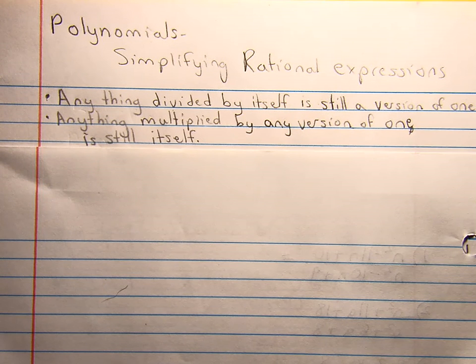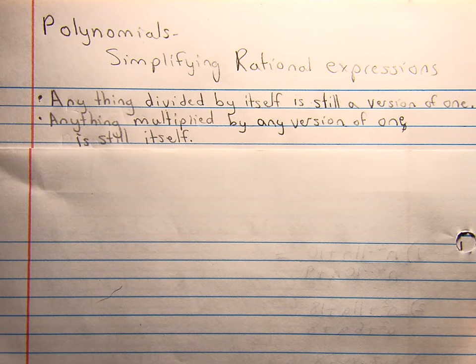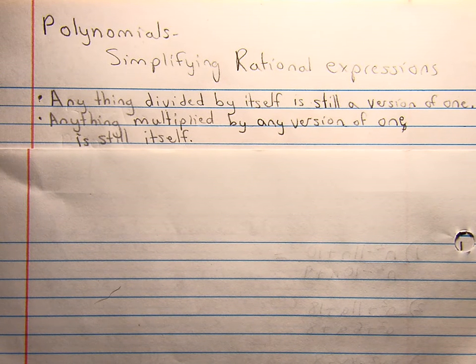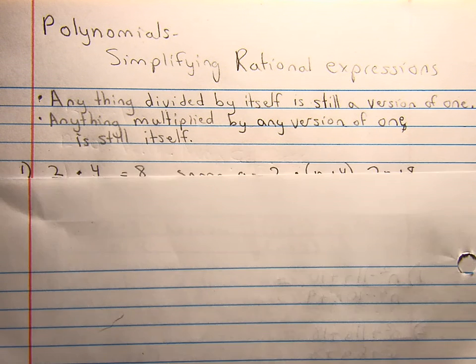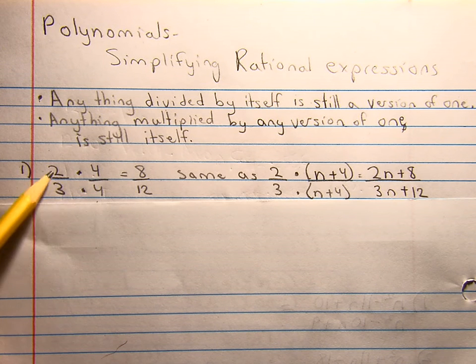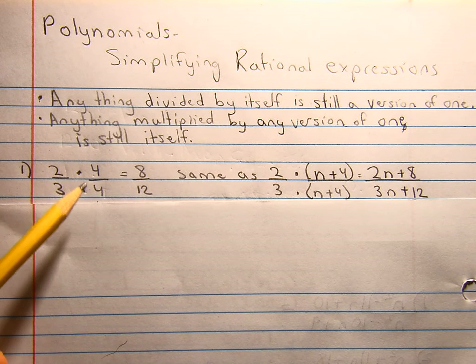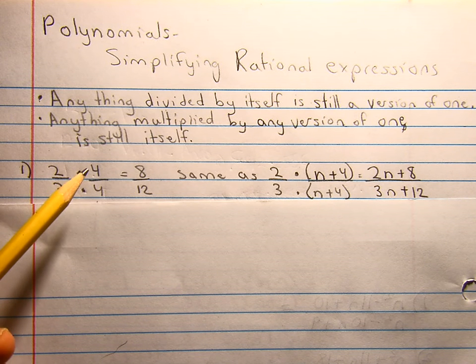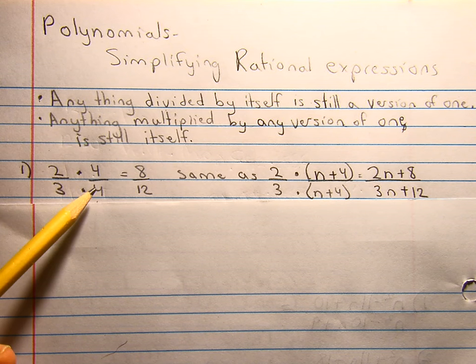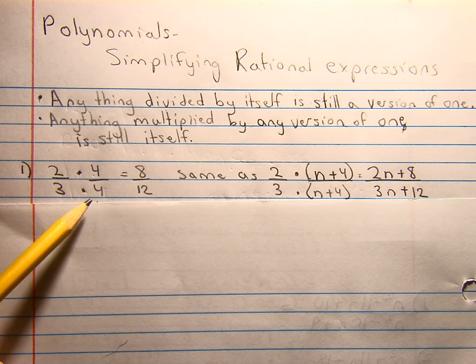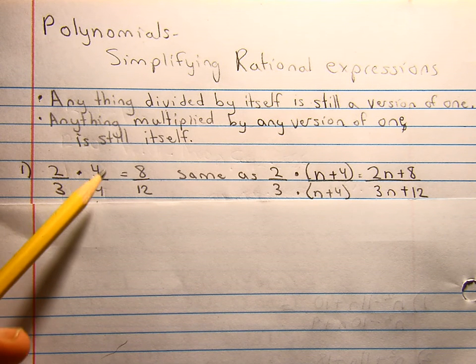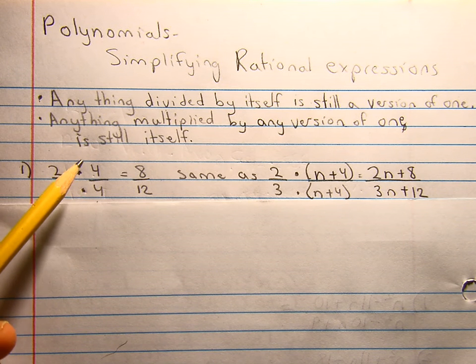still a version of 1. Okay, it's still a form of the number 1, or the quantity 1. Anything multiplied by any version of 1 is still itself. So when we look at something, for example, if you have 2/3 and you multiply it by anything that is multiplied by it, or divided by itself, that this is still basically a version of 1. It is still a form of 1, usually called a unit fraction.